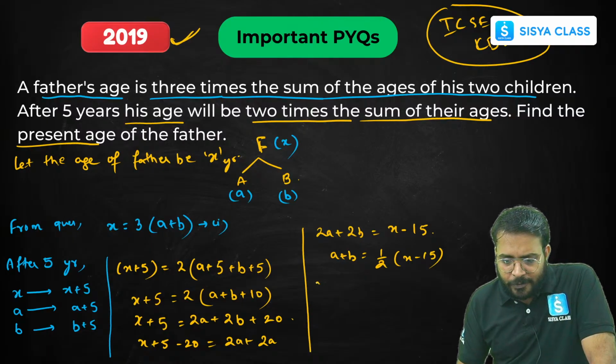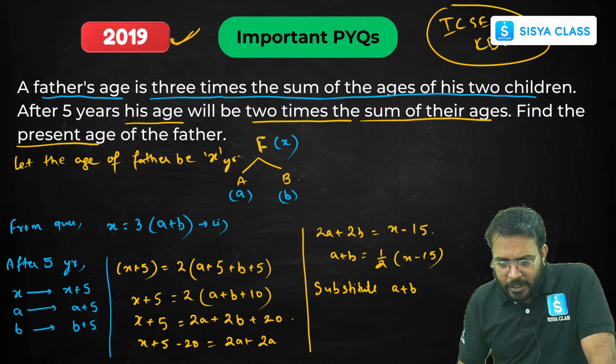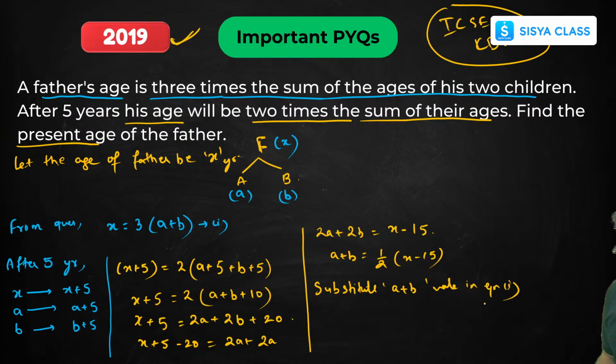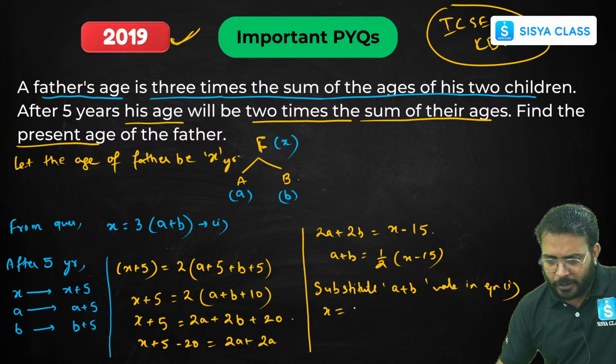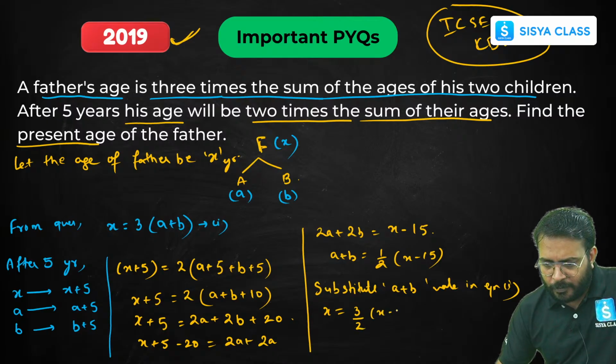Now can we substitute the A plus B value in equation 1? Definitely we can substitute it in equation 1. What are we going to get? Substituting in this, we get X is equal to 3, and the A plus B value is 1 by 2 into (X minus 15).